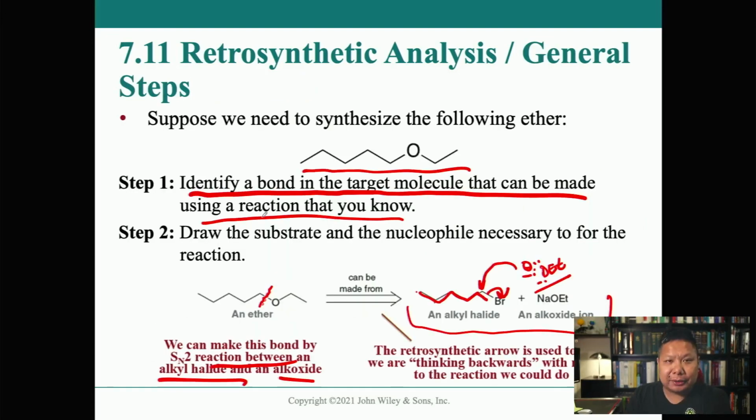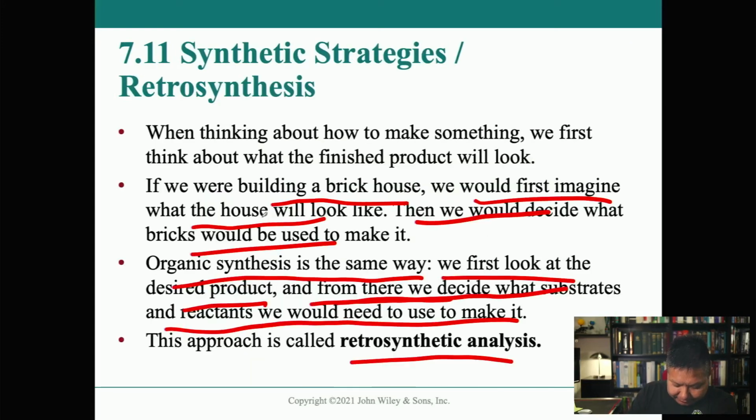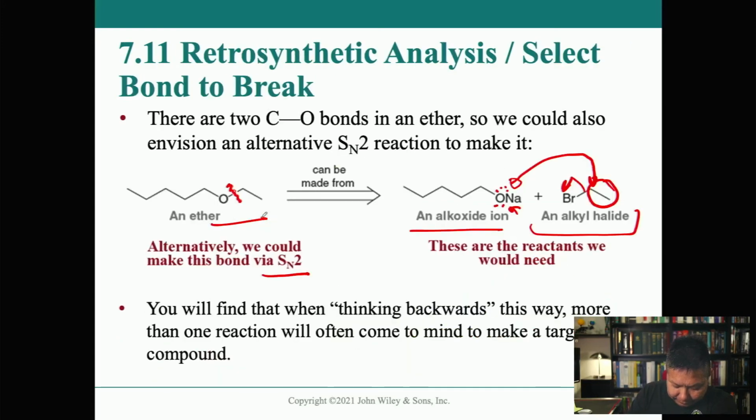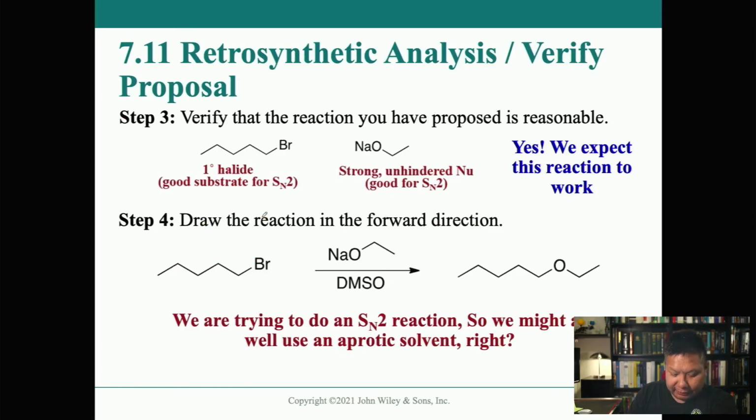Step 2 was to draw the substrate and nucleophile necessary for the reaction, which we did. Step 3: verify that the reaction you propose will be reasonable. So here goes one of them right here. It's a primary halide, which is a good substrate for SN2s.